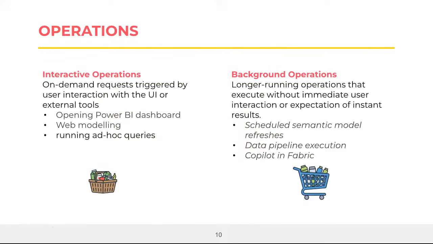After that, we have two kinds of customers. We have the customer who comes to do the grocery shopping with a basket. This kind of customer we can consider as an interactive operation, because in Fabric there are two kinds of operation.